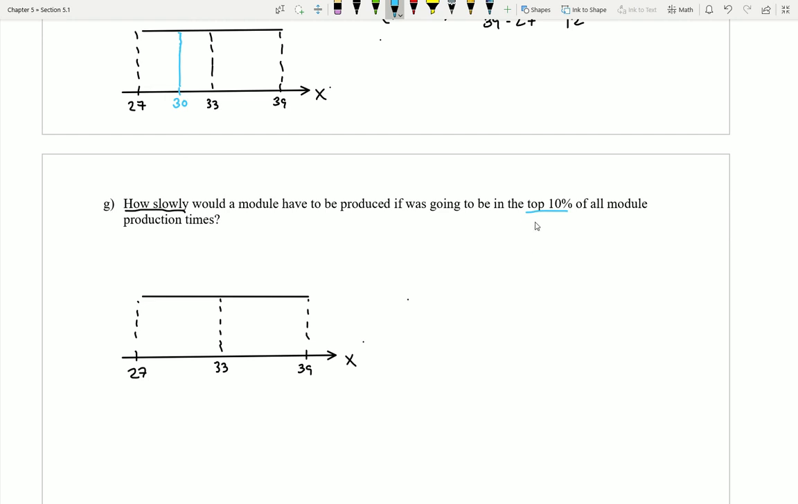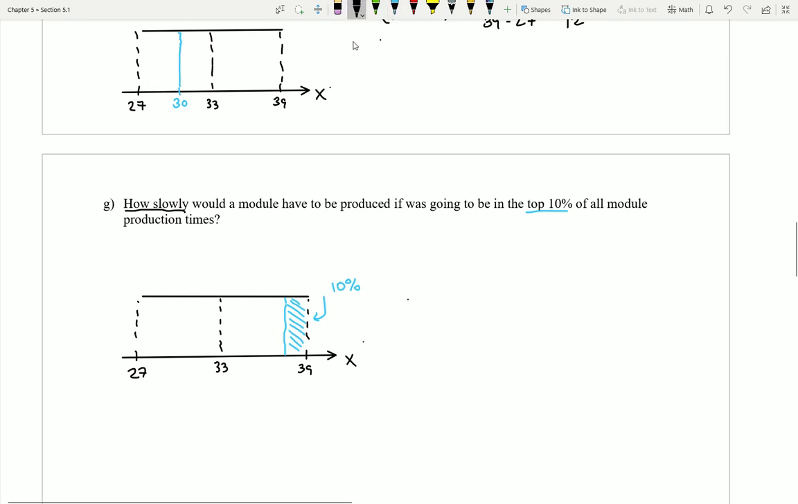Well, let's go ahead and shade an area then that corresponds to this top 10%. So if I'm in the top 10% of production times, that means I'm taking a long time to produce things. So maybe I'm in a production time that exists over here, right? And this amount of space corresponds to 10%. And so the question that we have right now ultimately is, where does that start? I mean, obviously it starts at a number that's less than 39, but what number? Does it start at 37? Is it at 35? I have no idea.